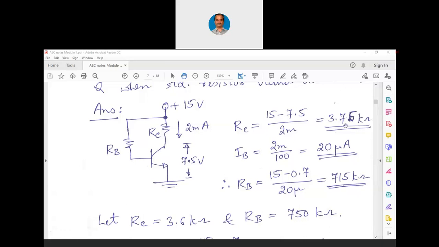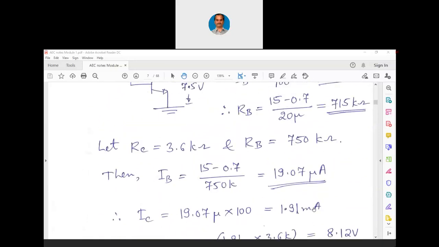So, 3.75 kilo ohms is not available. 3.6 kilo ohms is the standard value. Similarly, 715 kilo ohms is not available. 750 kilo ohms is available as a standard value. If we don't want to use a standard value, then we have to go for series connections. If you want 3.75 kilo only, you have to connect 3.6 plus another 150 ohms in series. Similarly, for 715 kilo ohms, you will have to have a series connection, whereas we can have a single standard value there. In such a case, the value slightly changes.